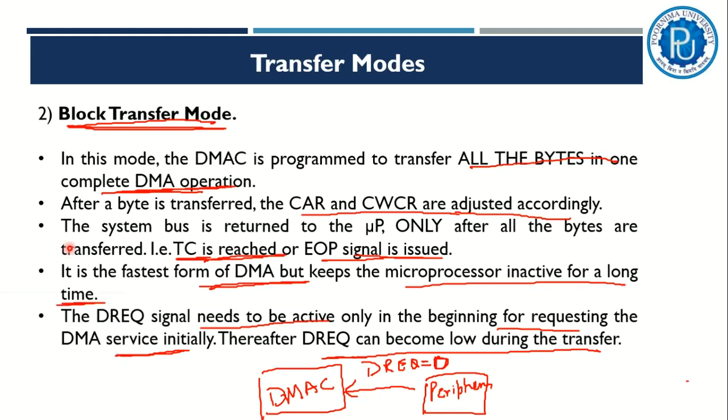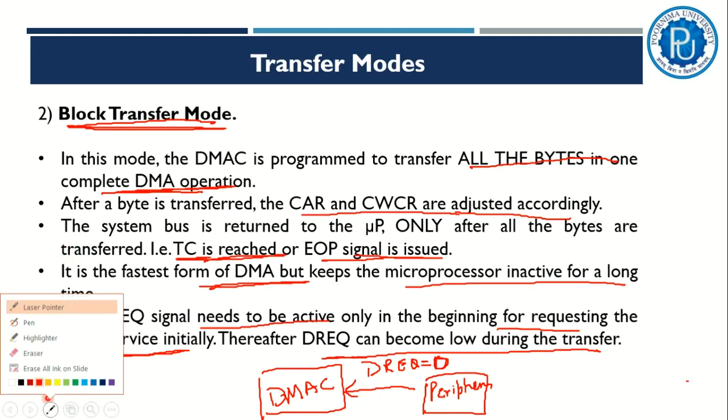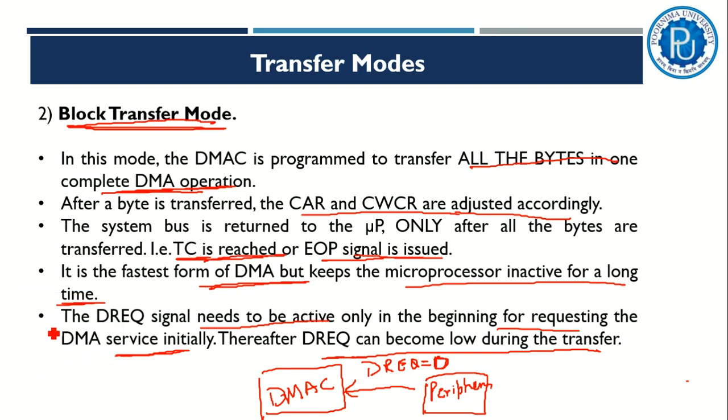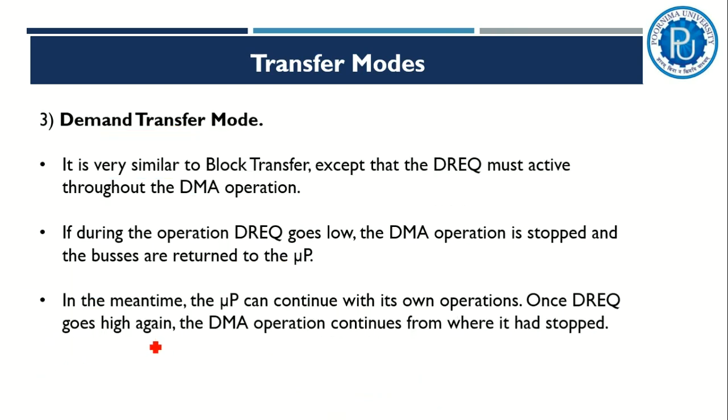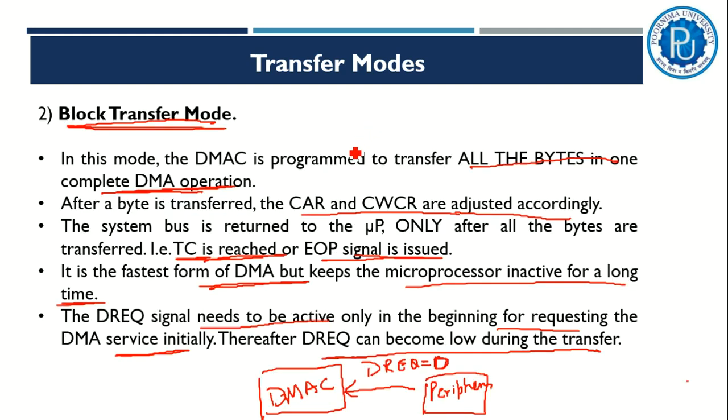The next mode of transfer is the demand transfer mode. Now it is very similar to the block transfer, except the data request must be active throughout the DMA operation. So in the block transfer mode, initially data request is 1. When the transfer takes place, the value of DREQ will become 0.